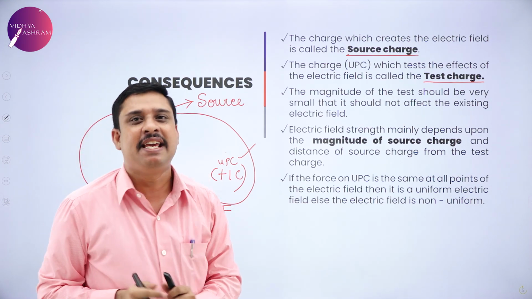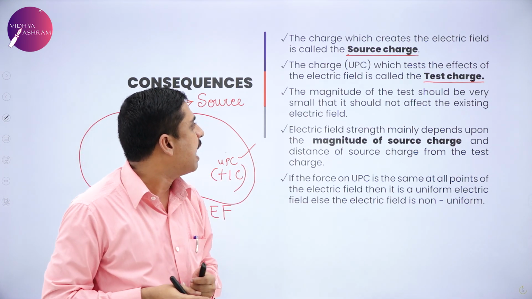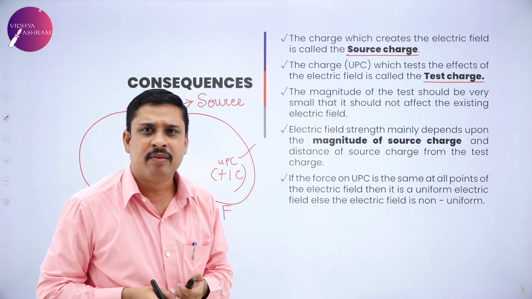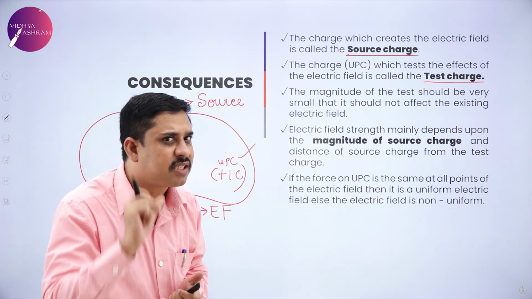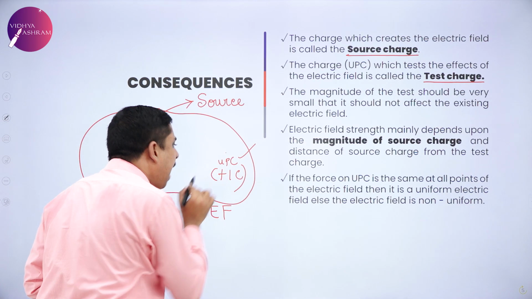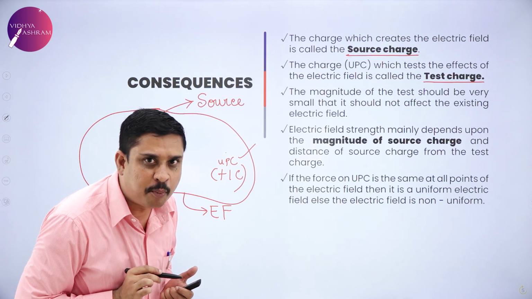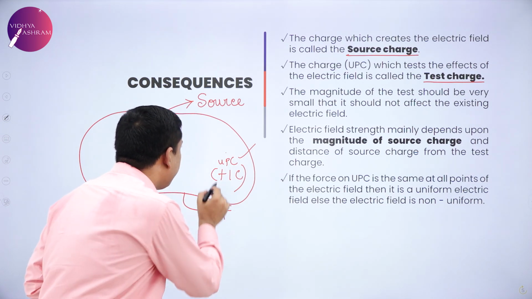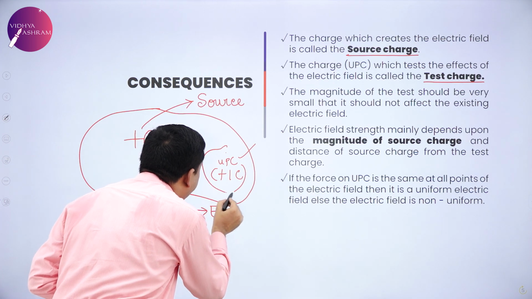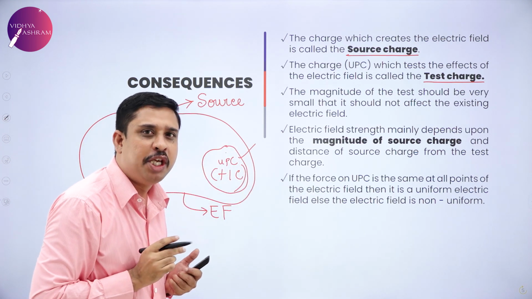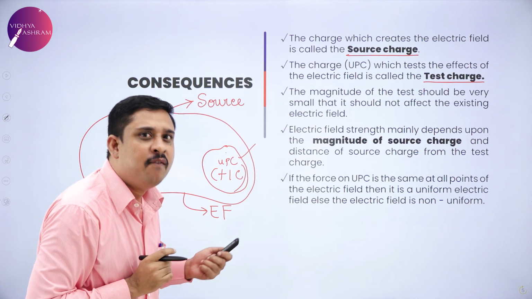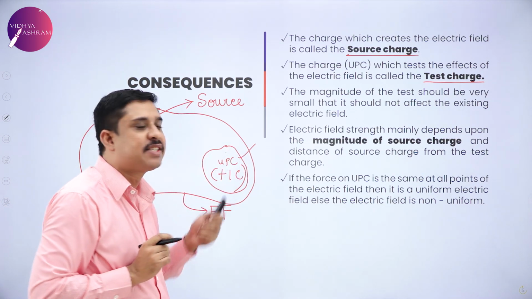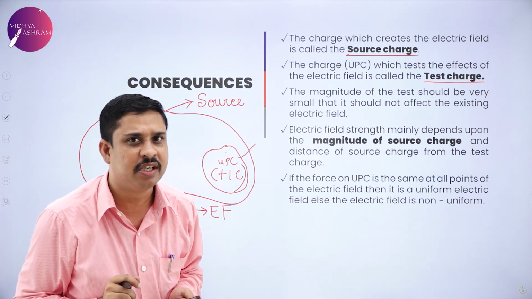UPC testing the effects is what we call the test charge. Now, very clearly, my question is, I have a practical ambiguity here. I have a UPC, plus 1 coulomb of charge. Certainly, it is also a charge. So, will there not be a field around the UPC which will add to the effects of the existing electric field? I repeat the question.